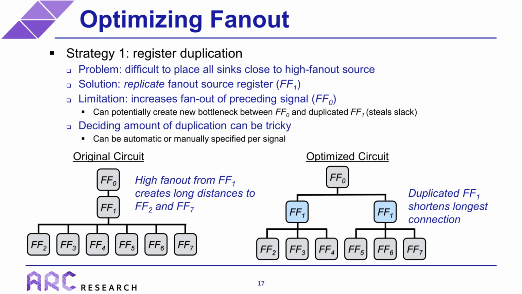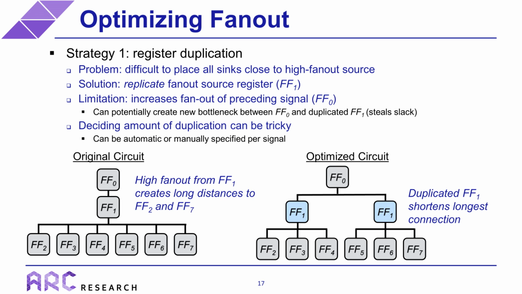Register duplication also increases the fan-out of the signal that precedes the source register, in this case flip-flop 0. So if the path between flip-flop 0 and flip-flop 1 still meets timing constraints, then what we just did, this replication, is an effective optimization. However, in general, what register duplication is doing is stealing slack from the preceding path. So in this case, we're stealing from the flip-flop 0 to flip-flop 1 path to increase the slack between flip-flop 1 and all of the fan-out sinks.